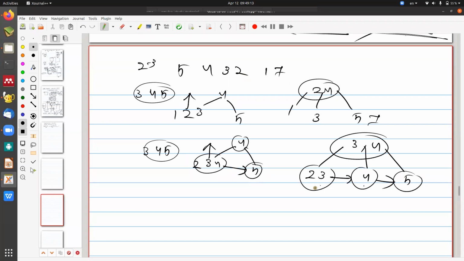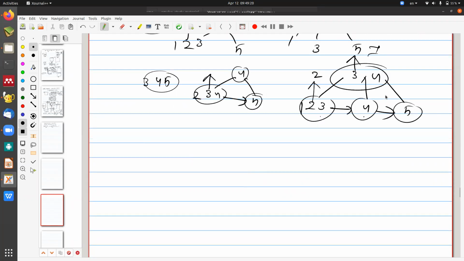Once again comes the 1. 1 कहां पर जाएगा? 1 यहाँ, फिर क्या हो गया? 2 यहाँ आ गया, 2 यहाँ आ गया तो कौन ऊपर जाएगा? 3 ऊपर चला जाएगा. तो क्या होगा?